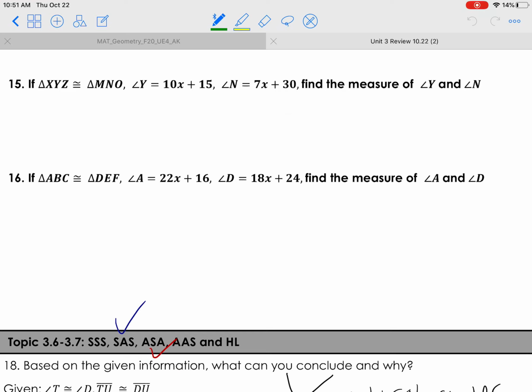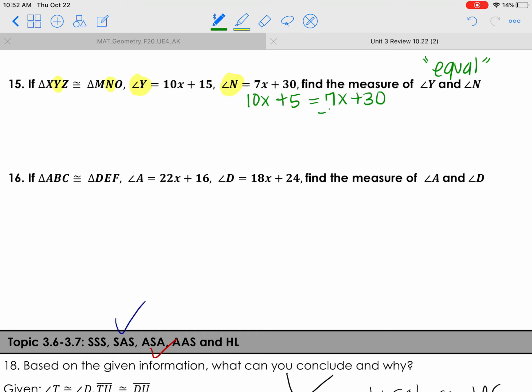They're saying if triangle XYZ is congruent to triangle MNO, and angle y is congruent to 10x plus 15, and angle n is congruent to 7x plus 30, then find the measure of angle y and find the measure of angle n. So once again, y and n land on the same position. They're in the same order in this congruency statement. So that tells me that these angles will be equal. They're corresponding to each other, and therefore they have exactly the same measure. So I've got to solve for x first by setting these two expressions equal to each other.